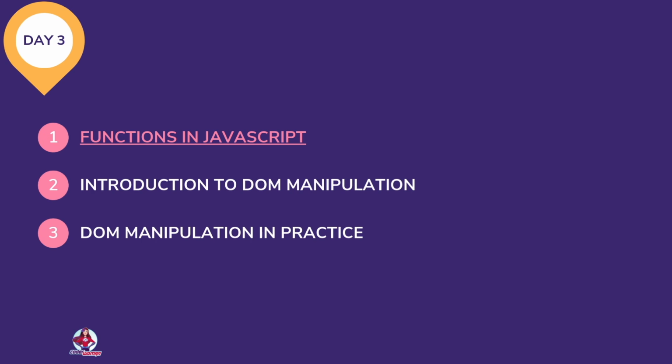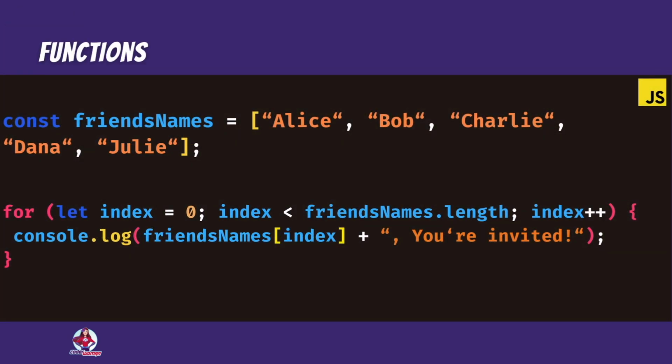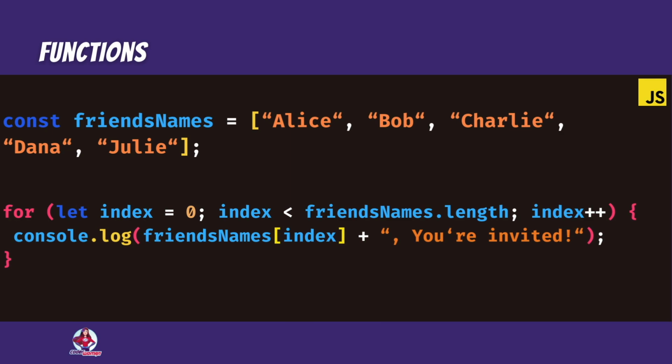Let's start with understanding what functions are. To explain this, let's go back to the example from the lesson about loops, where we send out invitations. We used loops to avoid rewriting the same code over and over, right? Functions are similar in saving us time. With functions, we also don't need to rewrite the same code. How does it work? Here's an example.